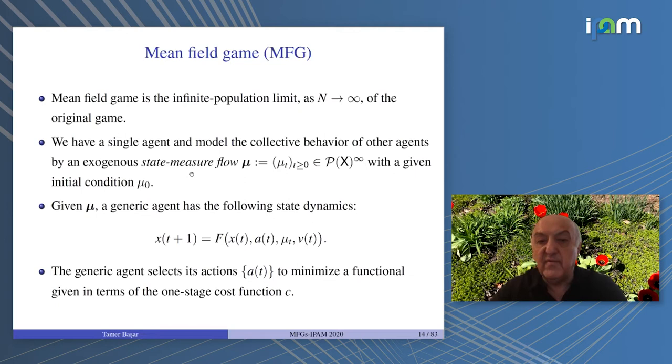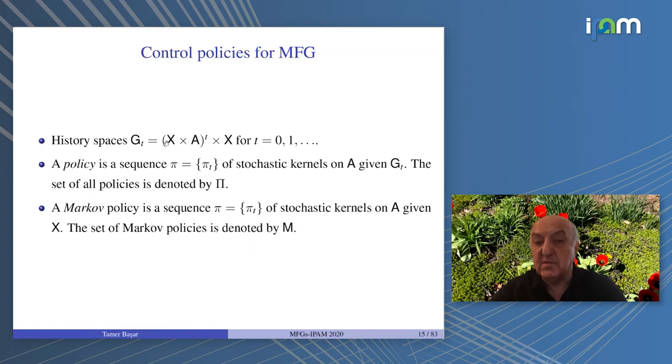We have a generic agent, a single agent, who is facing the mass with a certain behavioral pattern, and that's the state measure flow mu, denoted on the probability space of X all the way to infinity. So given mu, a generic agent has the following state dynamics in the limit, with an action variable A, and again the same information structure; this time the history space is given, compatible with the earlier one.